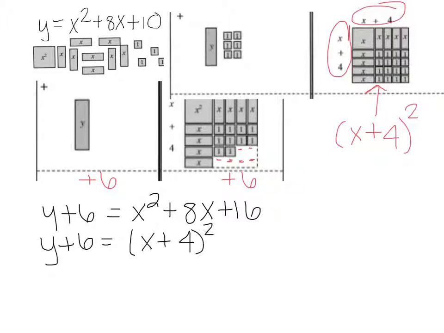The final step to get it into vertex form would be to get y by itself, and to do that we would need to subtract 6 from each side. Now be careful, because you can't subtract 6 inside the parentheses. In fact, it's just going to stay the way it is right outside the parentheses. So this vertex form is going to be y equals (x plus 4) squared, and then minus 6, which gives you your vertex at (-4, -6).